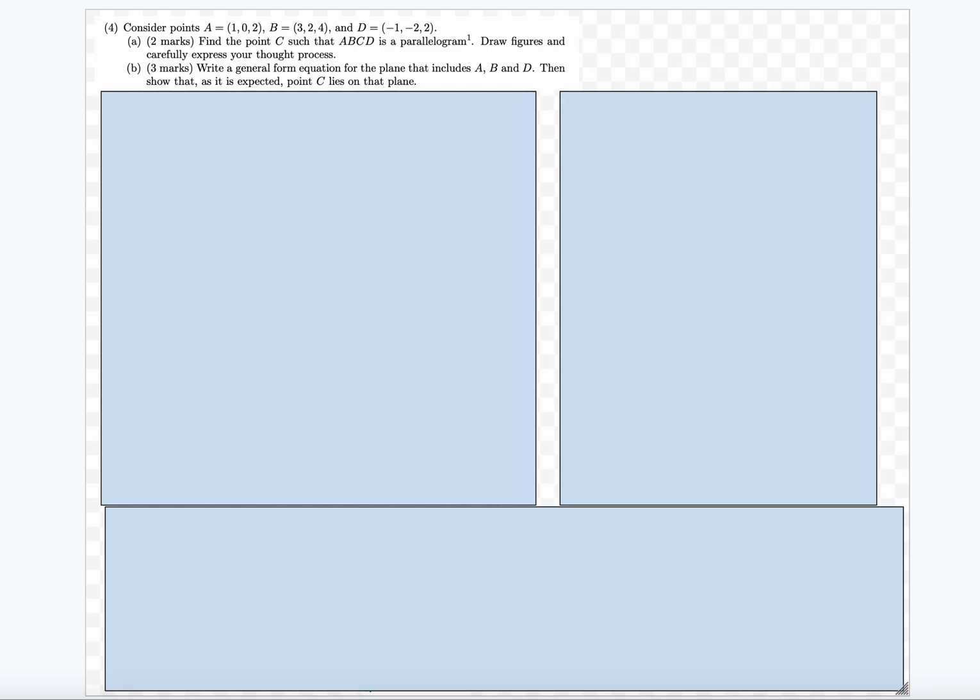Today I'm going to be covering question 4 from the assignment. So consider points A, B, and D. Find the point C such that ABCD is a parallelogram. Draw figures and carefully express your thought process.